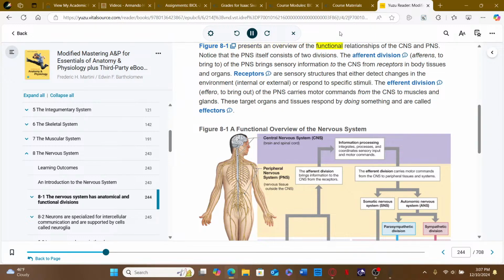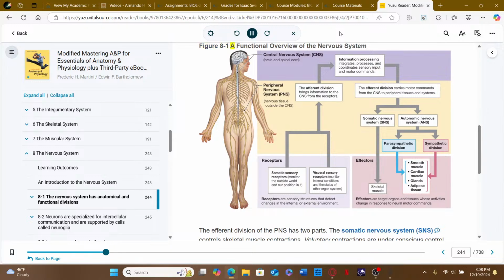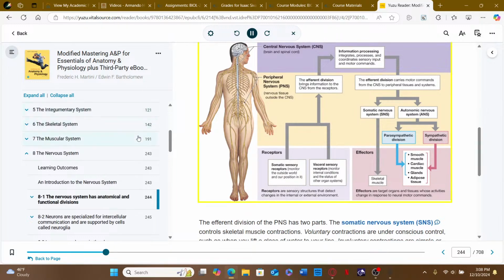Figure 8-1 presents an overview of the functional relationships of the CNS and PNS. Notice that the PNS itself consists of 2 divisions. The afferent division (afferents, to bring to) of the PNS brings sensory information to the CNS from receptors in body tissues and organs. Receptors are sensory structures that either detect changes in the environment, internal or external, or respond to specific stimuli. The efferent division (effero, to bring out) of the PNS carries motor commands from the CNS to muscles and glands. These target organs and tissues respond by doing something and are called effectors. Figure 8-1. A functional overview of the nervous system.